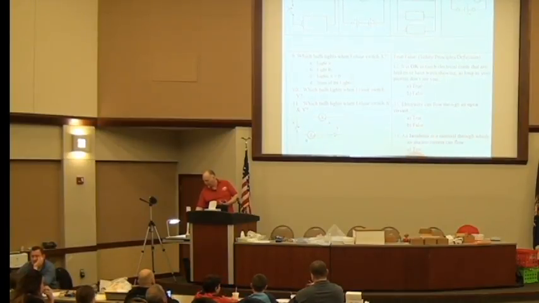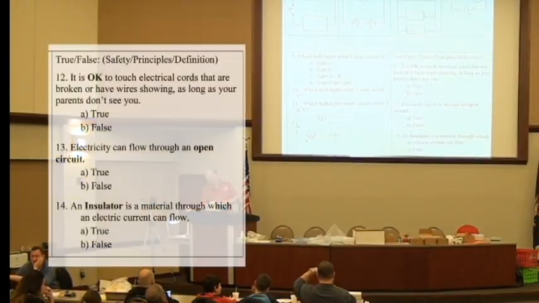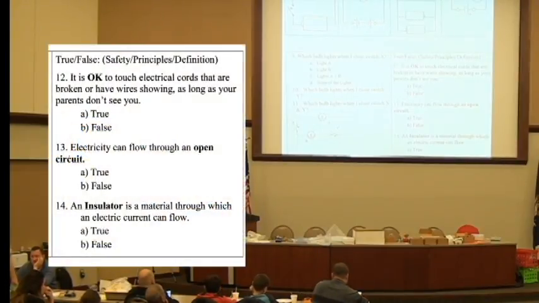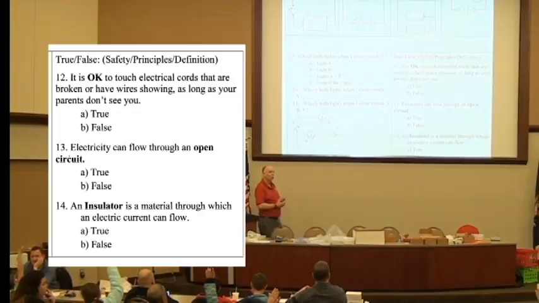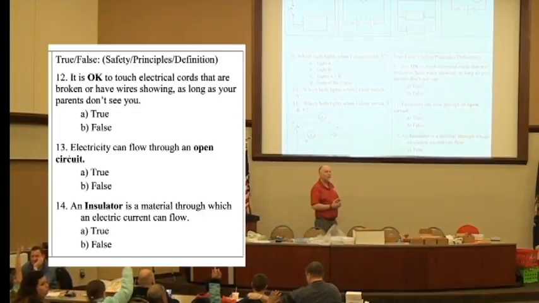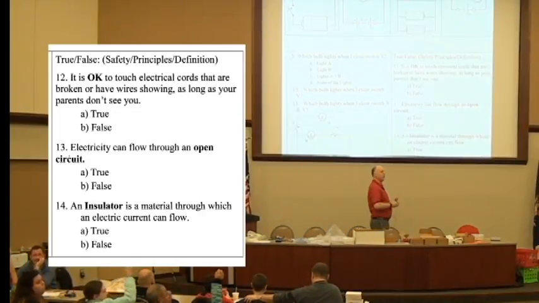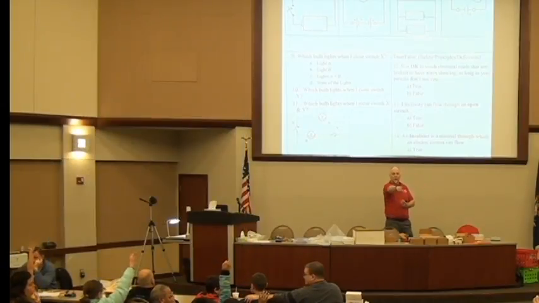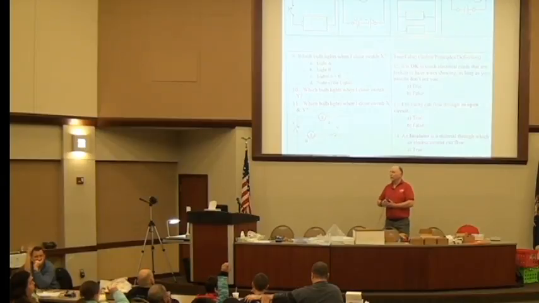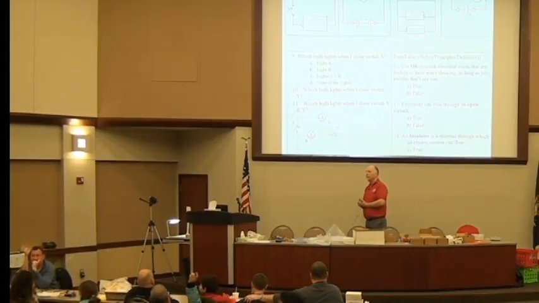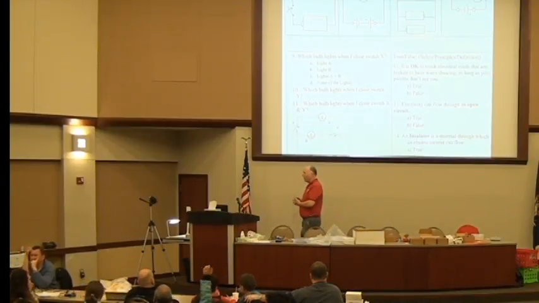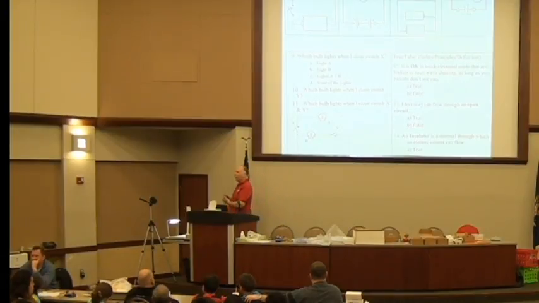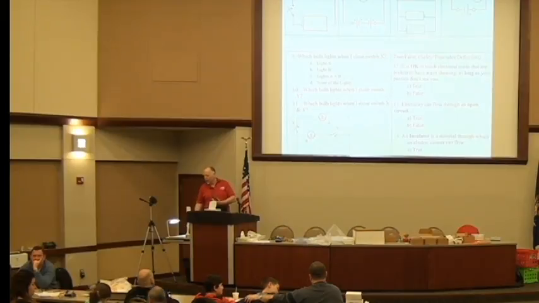Definition, this is going to be a definition one. An insulator is a material through which electric current can flow. False. The answer is false. Insulators prevent electricity from flowing through it. Conductors allow electricity to flow through it. Okay?